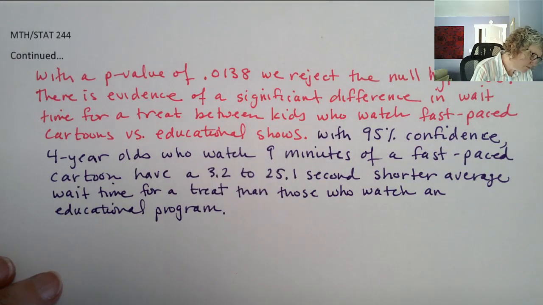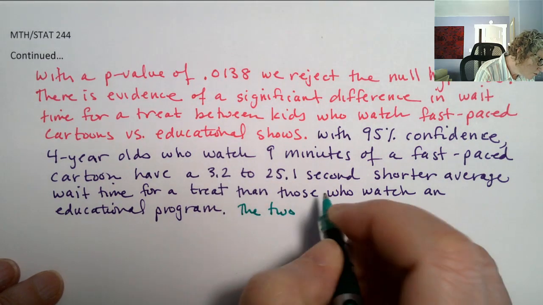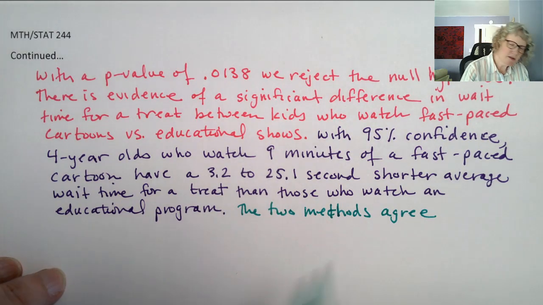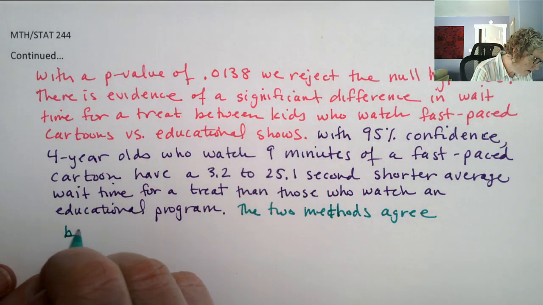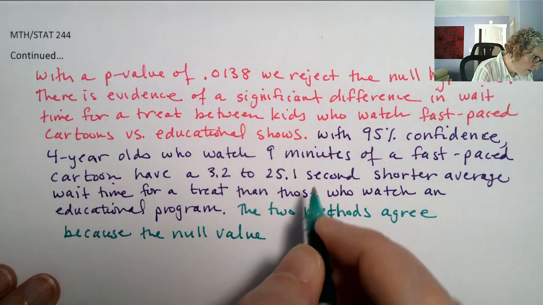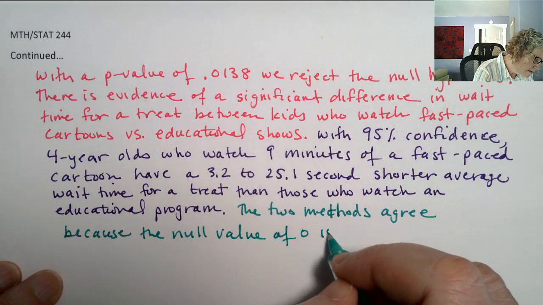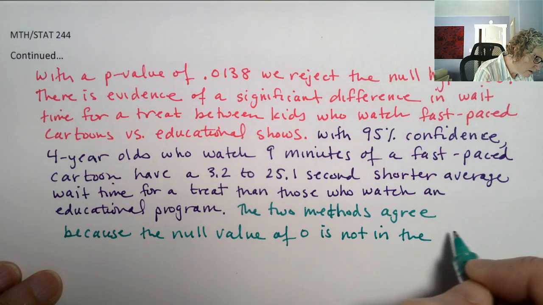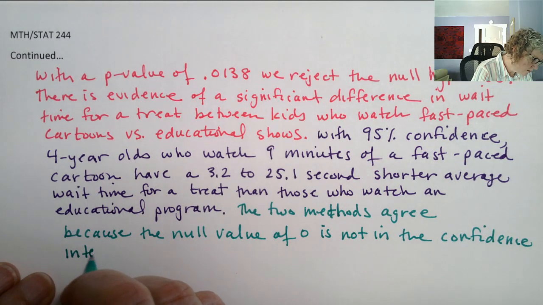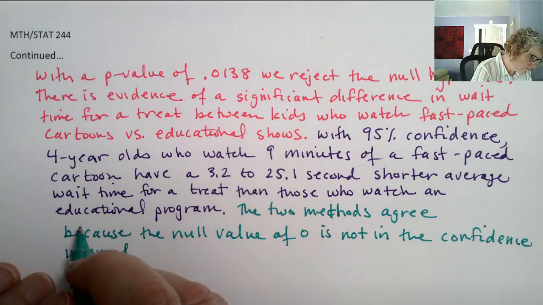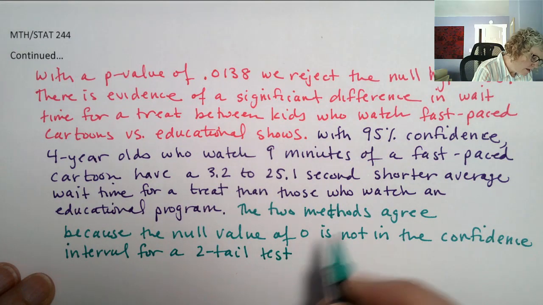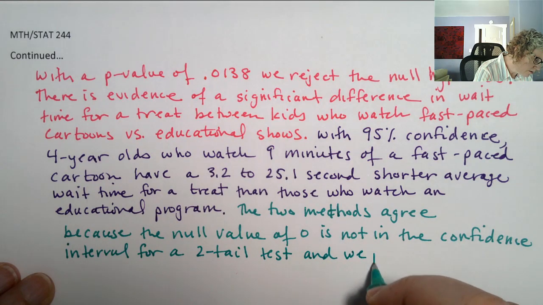So let's write that down. The two methods agree, meaning hypothesis test and confidence interval, because the null value of 0 is not in the confidence interval for a two-tail test, and we rejected the null.